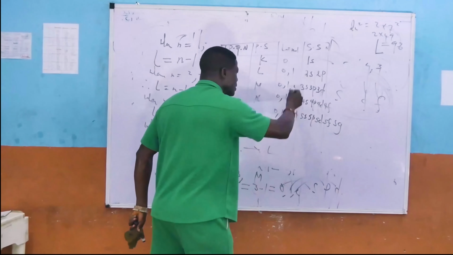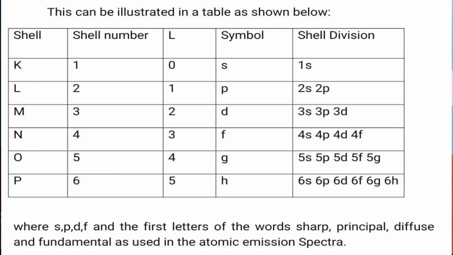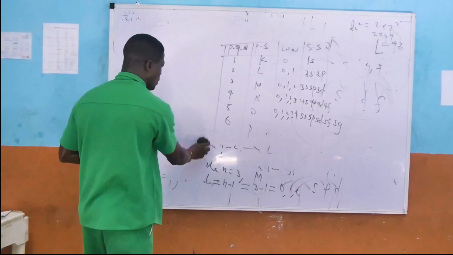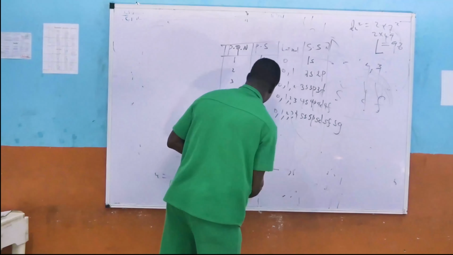So all of these are said to be the subshells, which is made possible as a result of the knowledge of the azimuthal quantum number. So please, like I said before, this function performed by the azimuthal quantum number must not be taken for granted. Let us now consider another vital function or role as performed by the azimuthal quantum number.